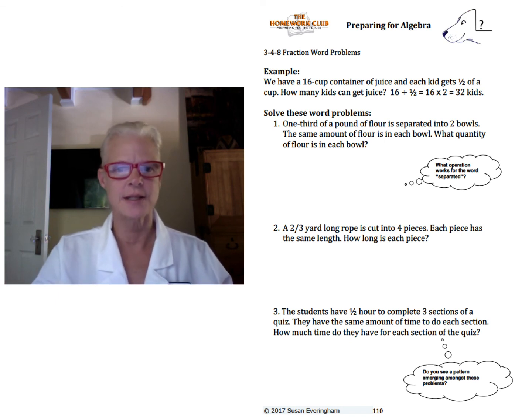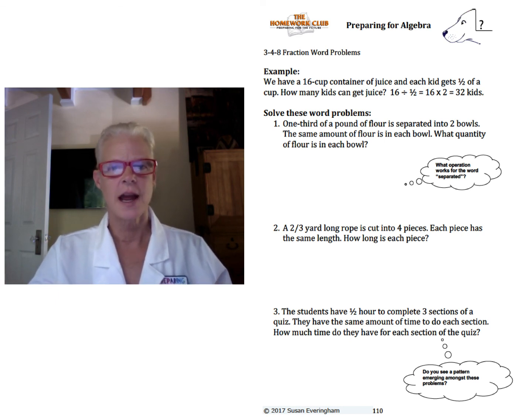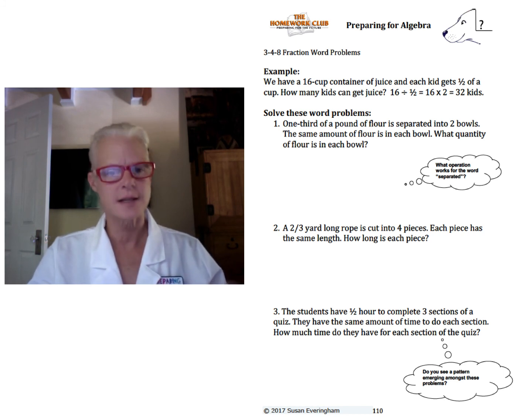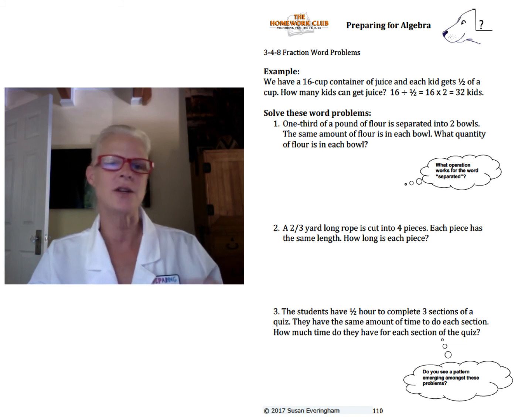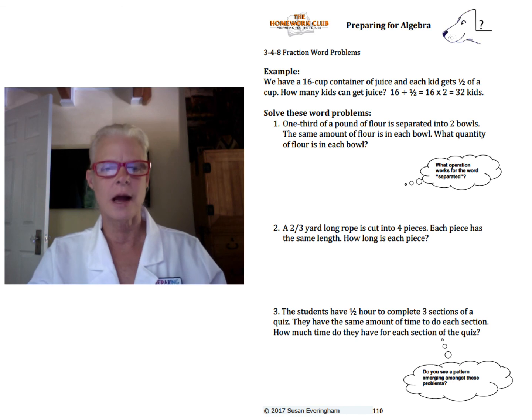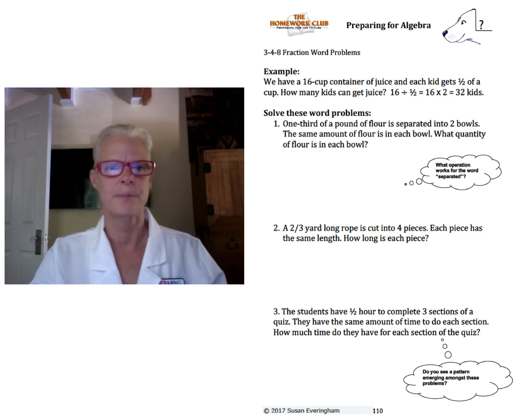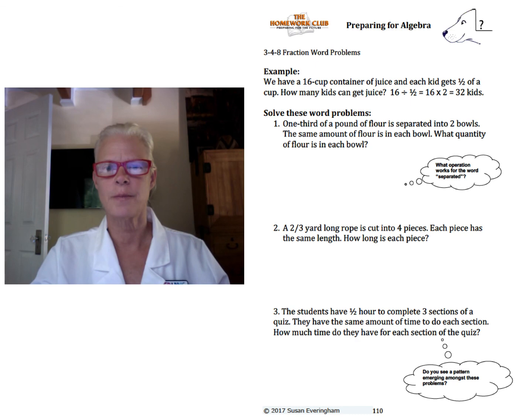Go ahead and do the same with the next 2 problems. And leave messages. If you get stuck on these problems, I can always do an extra video and put it out there to you on how to do all of these problems individually. But I'd like you to think about it. And the questions really help. So what operation works for the word separated, right? And do you see a pattern emerging amongst these problems? You'll see the pattern here. Okay, good luck. Next page.